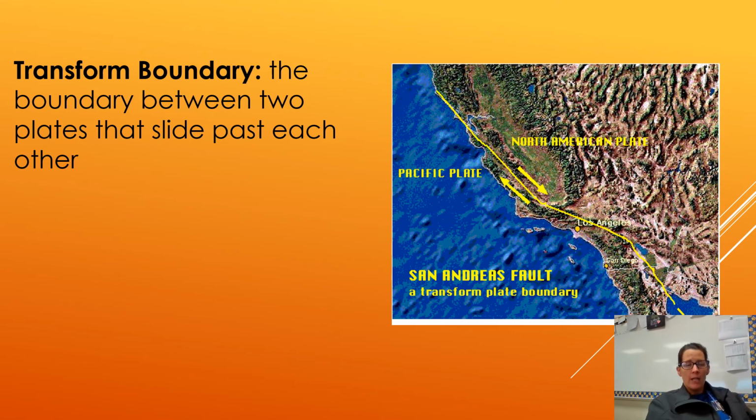We have our own transform boundary here in the United States. It's over on the west coast, where Canada kind of goes down into Mexico. That's called the San Andreas Fault. And you remember our cootie catchers? We talked about a fault. This is a fault. It is a break between the plates. Okay, so 2 plates are sliding past each other. We might see some earthquakes happen at a transform boundary. Pretty neat, right?